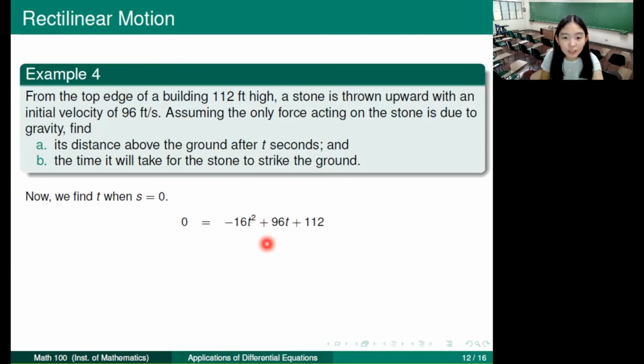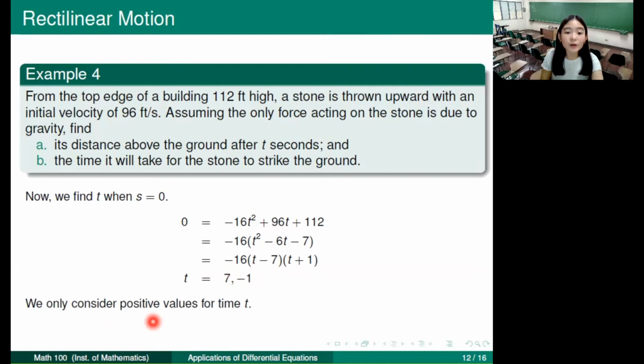This is factorable. Paki-confirm and verify na lang ang mga factors dito. This is what we got when we factored it out. So therefore, the T that we get is 7 and negative 1. But we don't get the negative na value for T because our T denotes time. So we only take positive values for our T here. Okay? So therefore, it will take the stone 7 seconds to strike the ground.